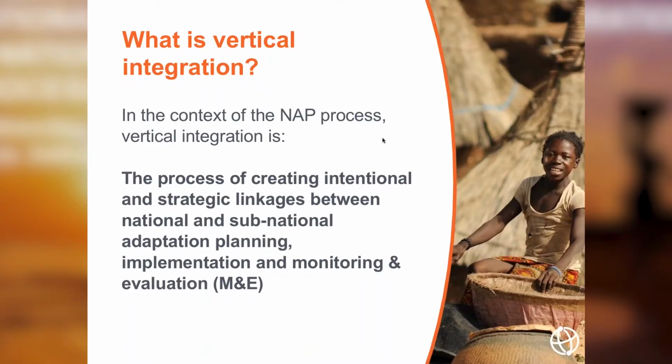So what do we mean when we talk about vertical integration in the NAP process? Basically, we're talking about linking national and subnational adaptation efforts throughout planning, implementation, and monitoring and evaluation. Our definition of vertical integration emphasizes the need for these linkages to be intentional in that they arise from a mandate to engage subnational stakeholders, and they are built into the NAP process from the beginning. We also highlight the need for a strategic approach to vertical integration in terms of building on existing systems and structures, identifying the best entry points, and making efficient use of capacity and resources.